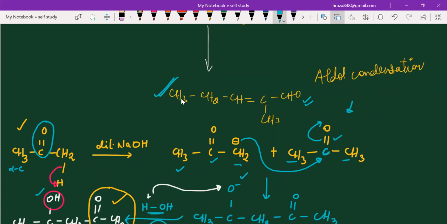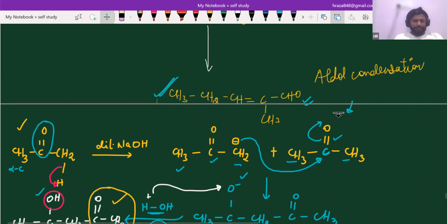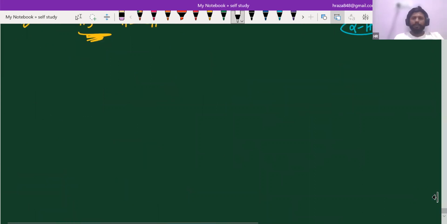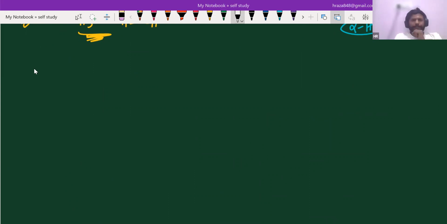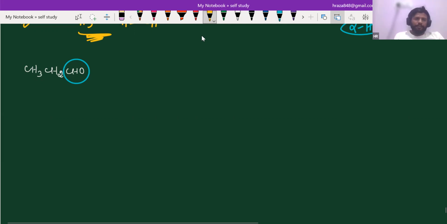CH3, CH2, CH. So can you explain? Yes. Zad, focus here. I'm going to explain it. First, I'm going to write it. See, this is your CH3, CH2, CH, right? So as you all know, this is your functional group. So basically, this will be your alpha carbon, this will be your beta carbon.